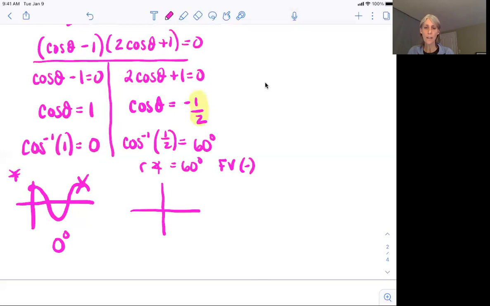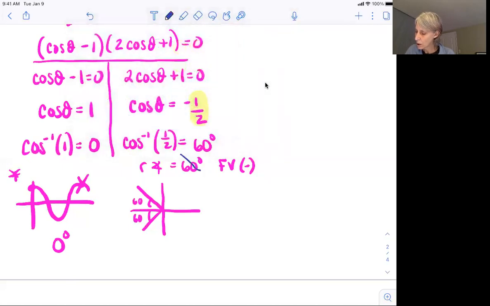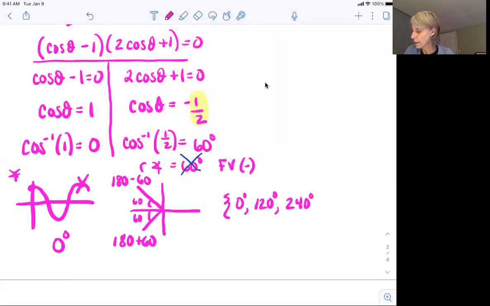the cosine is negative. So the cosine is negative in quadrants 2 and 3. So notice that 60 degrees is not going to be one of our solutions. We're just going to use it to help us get our real solutions. 180 minus 60, 180 plus 60. So the actual solution set for this trig equation is 0 degrees, 180 minus 60 is 120, 180 plus 60 is 240.